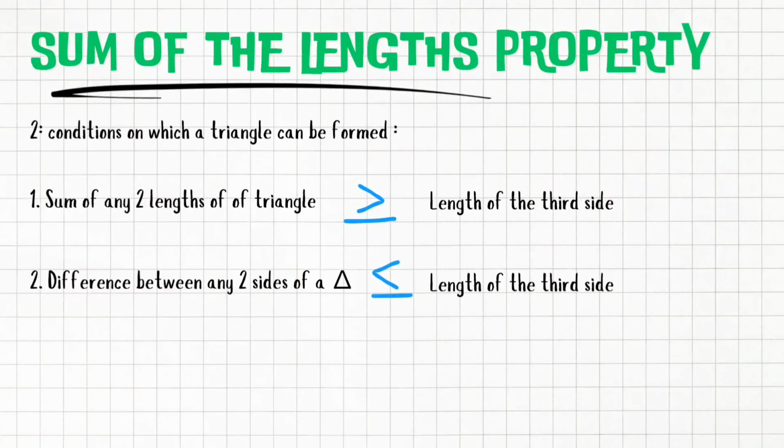Sum of the lengths property states that to form a triangle, this condition should be fulfilled. First, that the sum of any two sides of a triangle should be greater than the length of the third side. Now, when figuring out the difference of any two sides, that difference should be much smaller than the length of the third side.